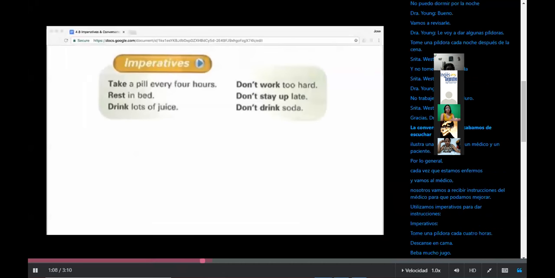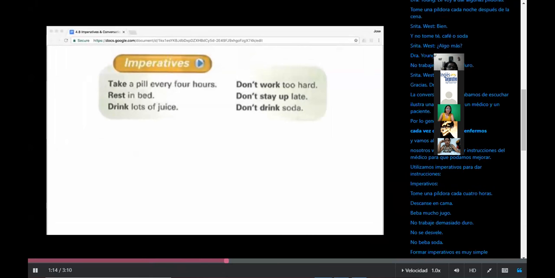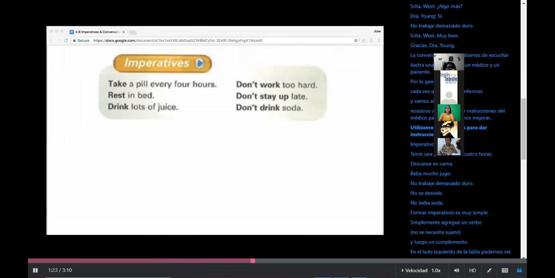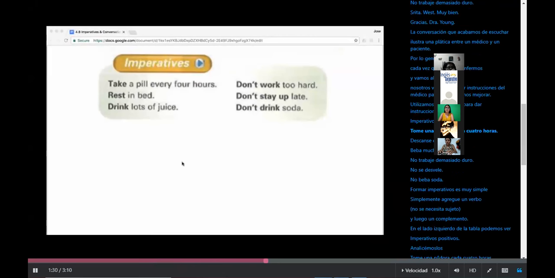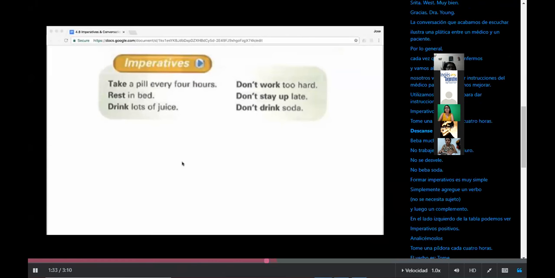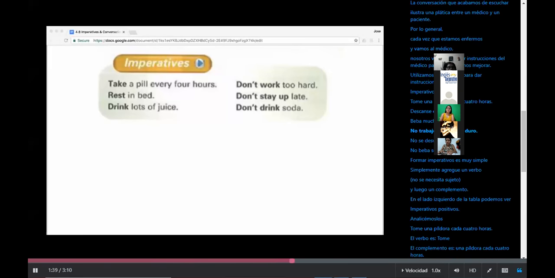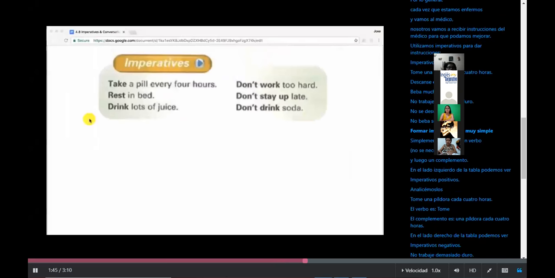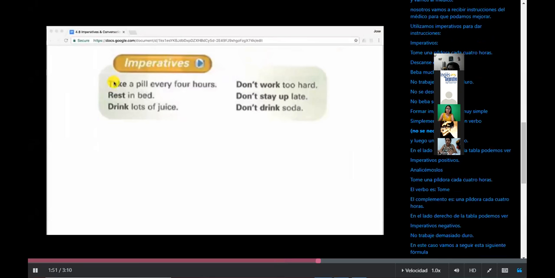The conversation that we just heard illustrates the conversation between a doctor and a patient. Typically, whenever we are sick and we go to the doctor, we're going to receive instructions from the doctor so that we can get better. We use imperatives to give instructions. Take a pill every 4 hours. Rest in bed. Drink lots of juice. Don't work too hard. Don't stay up late. Don't drink soda. To form imperatives is very simple. Just add the verb. No subject is necessary. Then a complement.